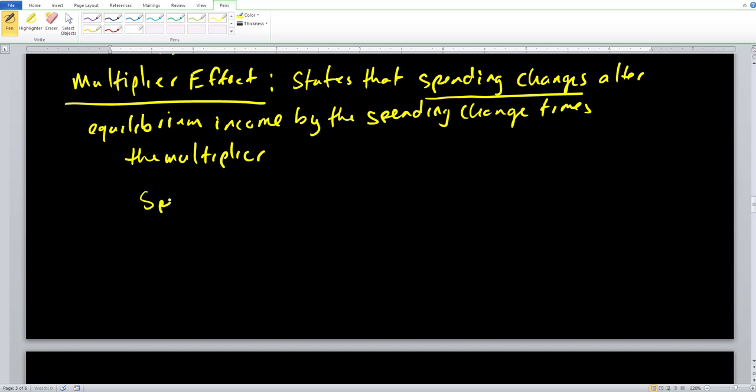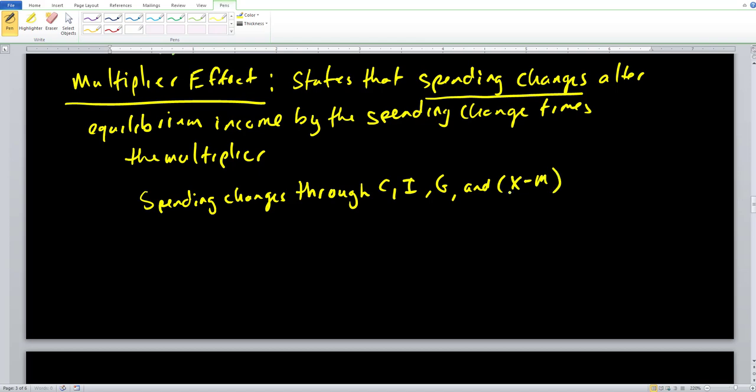So spending changes through C, I, G, and then net exports, X minus M. So these are the only components that are going to be affected by the spending multiplier. And that's something I'm going to keep on drilling into your head. If we change consumption, investment, government spending, or net exports, it is going to be affected by the spending multiplier. Nothing else will. So do be very careful of this fact.